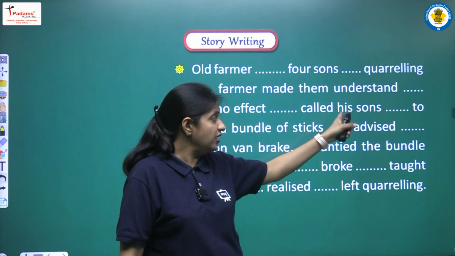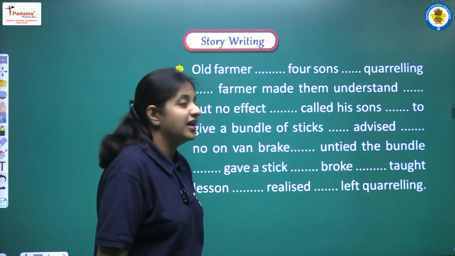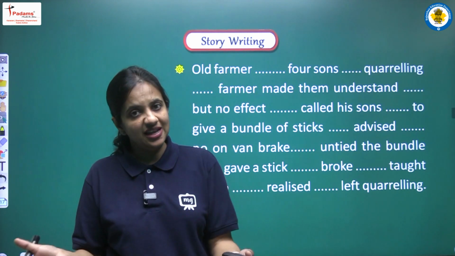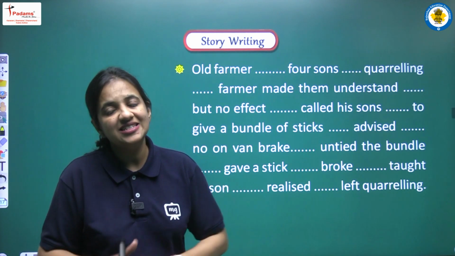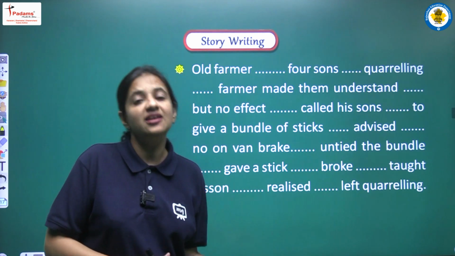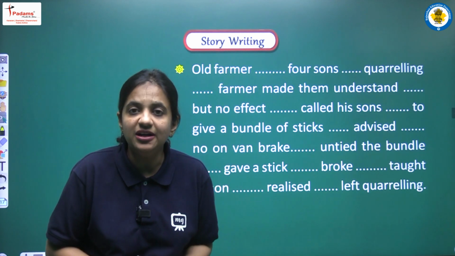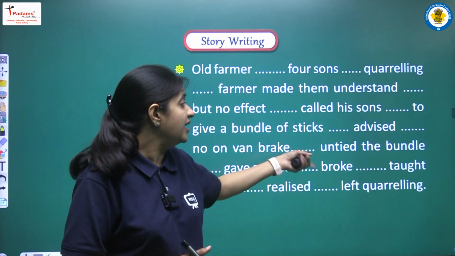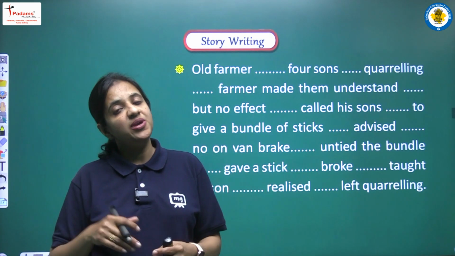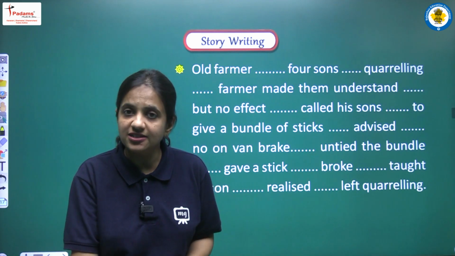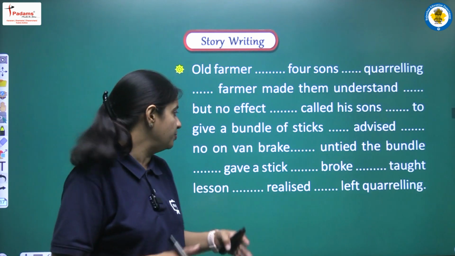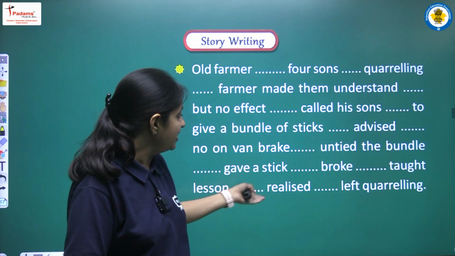One day he called his sons to him and gave them a bundle of sticks. Then he asked his sons to break the bundle. All the 4 sons tried one after another, but none was able to break the bundle. So finally the farmer untied the bundle and gave one single stick to each of his sons. Now it was very easy for his sons to break the sticks, and very easily they were able to break them.